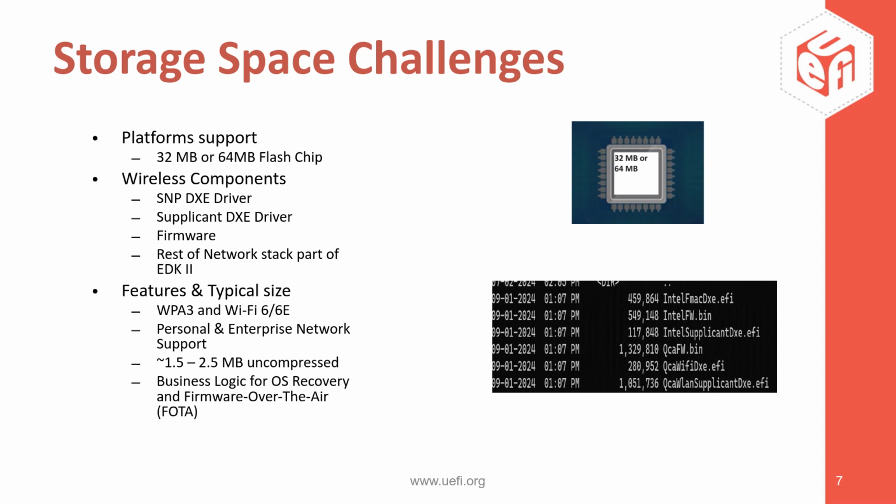So what are the typical features we need to support? We do need to support the latest security standards, including WPA3, and the latest Wi-Fi standards like Wi-Fi 6 and 6E. There are a couple of different types of network environments that need to be supported. One is the personal network, which we typically use in the home environment, and the other is the enterprise network, which is used in the office network environment. The office networks typically have additional security requirements, including certificate-based authentication and other required protocols.